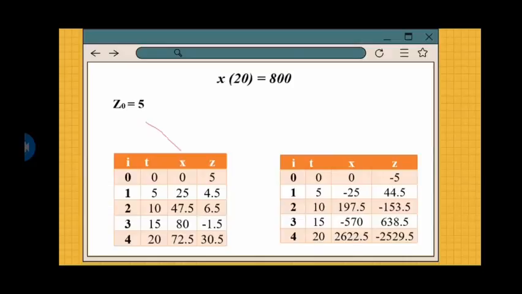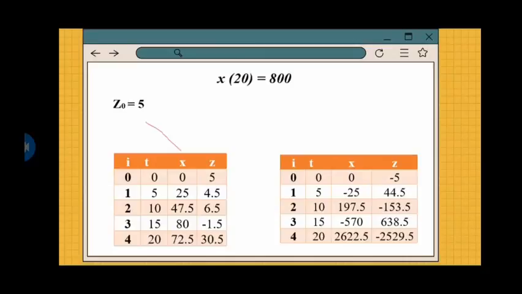For the first calculation, let's start with our first initial guess, z equals 5. Exact is not equal to 5, so we have to solve our problem by using Euler for system. I present my answer in this table, and if we see, when t equals 20, our x is 72.5. This is far away from our condition.